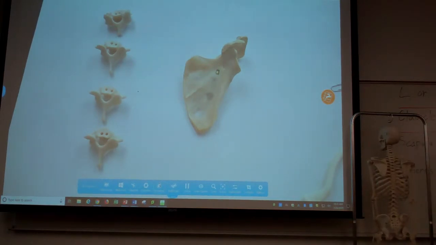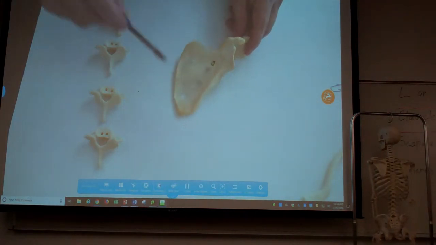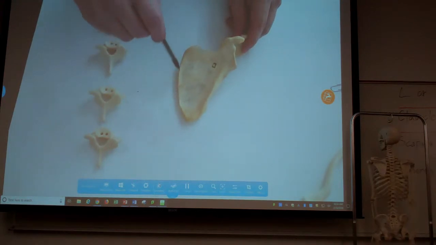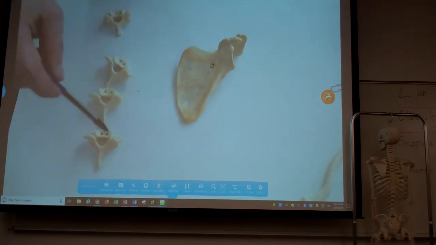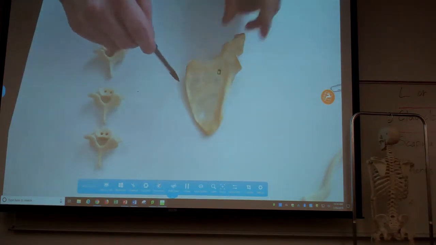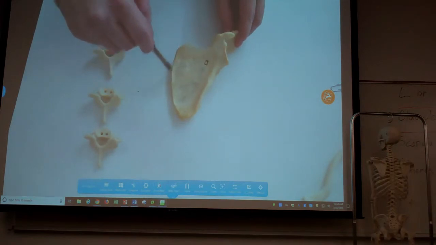Let's start with the vertebral border. The vertebral border, you could also call it the medial border. Medial is going to be right there. This is the medial border because it's closer to your spine, closer to your midline. Medial border or vertebral border, closer to your spine.